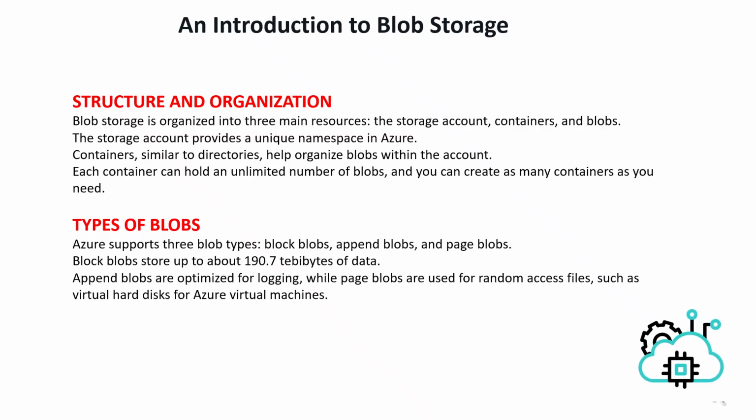Types of blobs. Azure supports 3 blob types: block blobs, append blobs, and page blobs. Block blobs store up to about 190.7 TB of data. Append blobs are optimized for logging, while page blobs are used for random access files, such as virtual hard disks for Azure virtual machines.